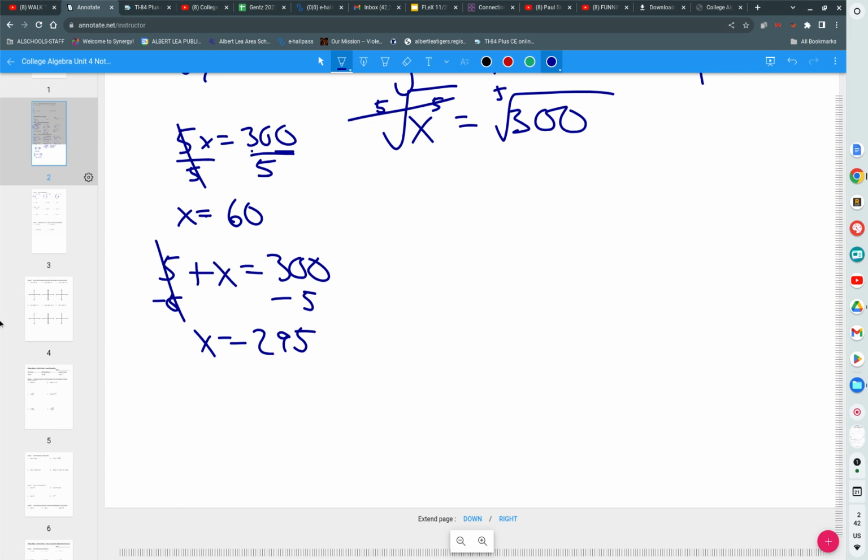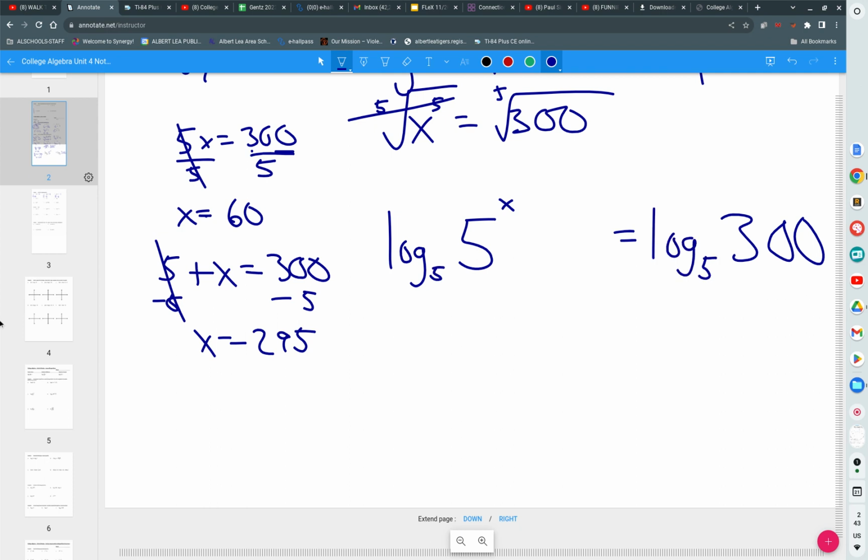Yesterday I also showed you this: 5 to the x is equal to 300. And the question was, what can we do to make the 5 go away? Yesterday we did this guess and check process, didn't we? We came away with 3.545. Well, the way you get the 5 to go away is this. You take the log base 5 of both sides, and what happens is this disappears and you get x. Log base 5 and 5 are inverse operations.